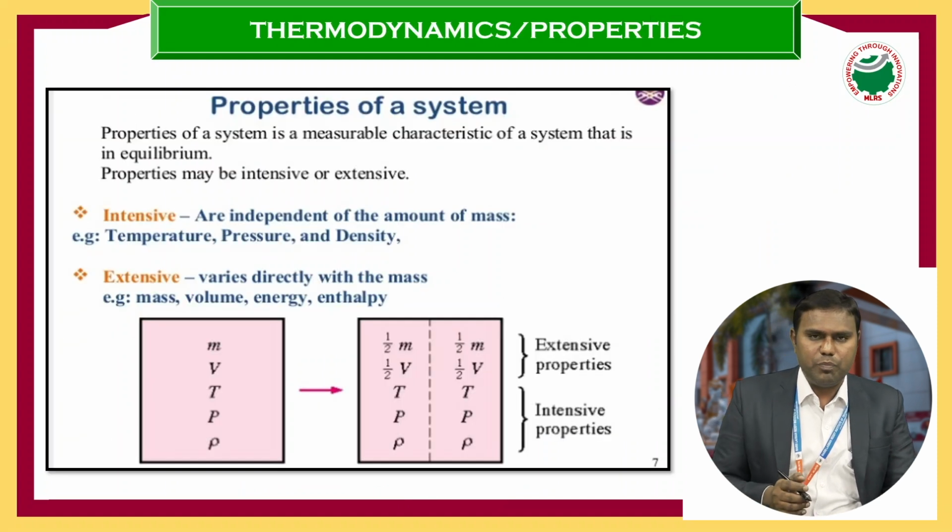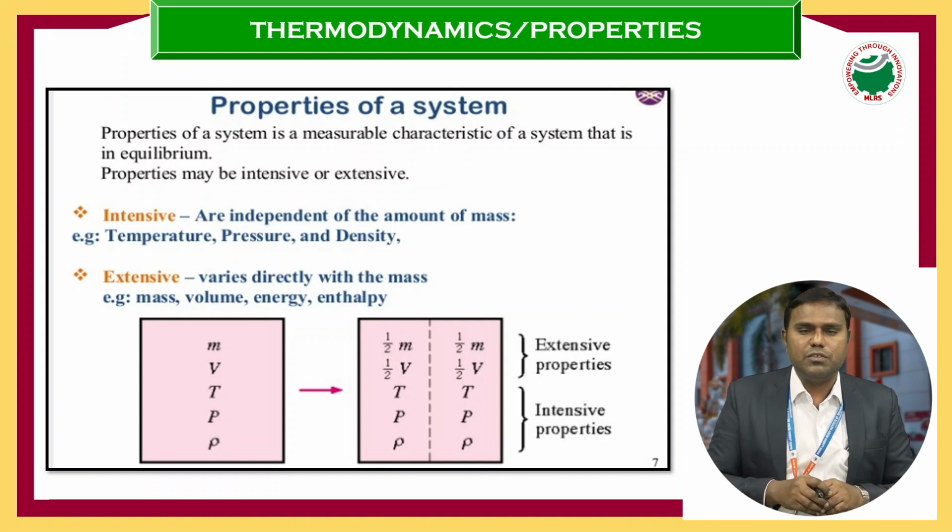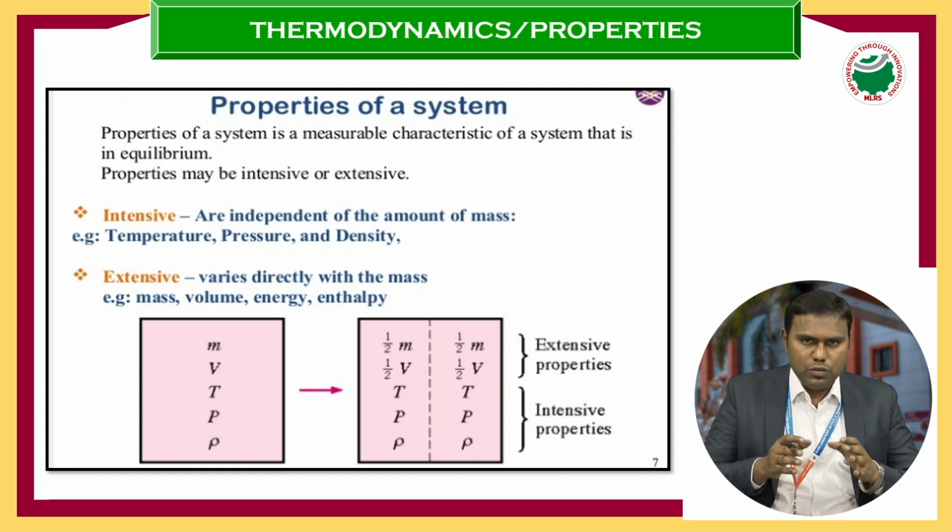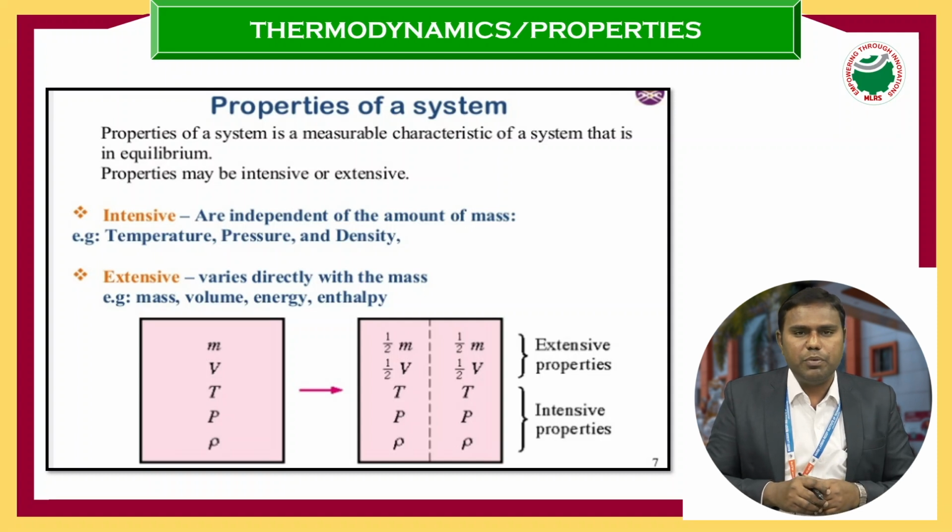Then coming to properties. Properties means any measurable characteristic of a system is called a property. Properties are classified into 2 types: one is intensive properties and the other is extensive properties. Intensive properties means a property which is independent of the mass of a system. Extensive properties means a property which depends upon the mass of a system.